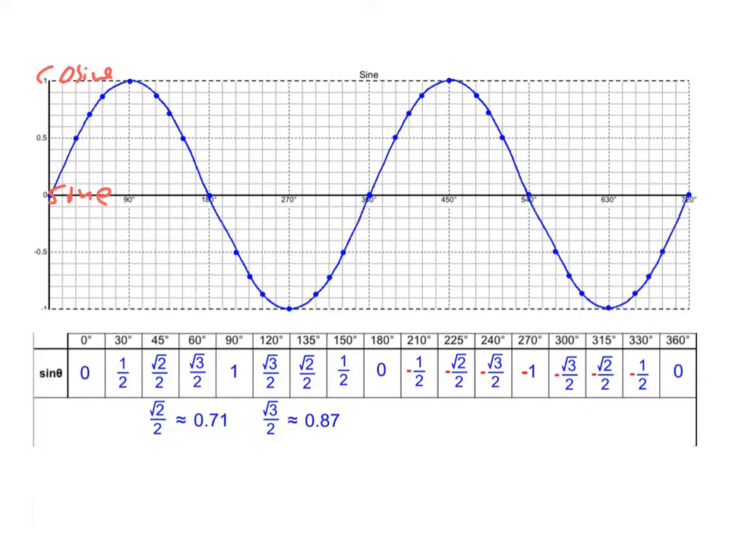Like, look at what is the same here. How tall is the wave? It's going from -1 to 1, or 0 to 1 if you're measuring from the middle. And that's true for both of them. The height of the wave is the same.